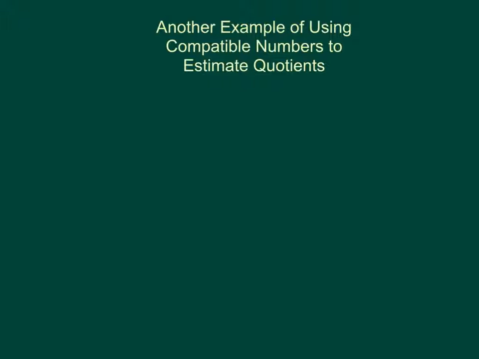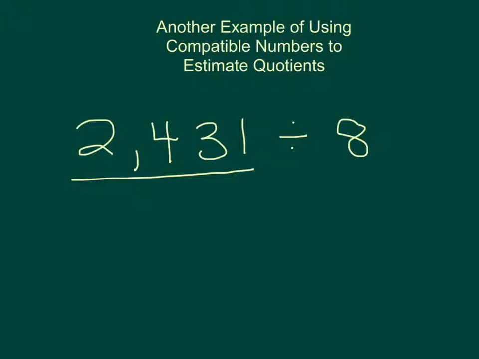Let's do another example. This time I'm going to start with a 4-digit number, such as 2,431 divided by 8. When looking at this first number, I'm looking for a number that's going to be compatible with 8, meaning that it will be able to be divided equally by 8. So I want to think of my factors of 8. 8 times 1 is 8. 8 times 2 is 16. 8 times 3 is 24. Well, look at this. I happen to have a 24 at the front of this problem.